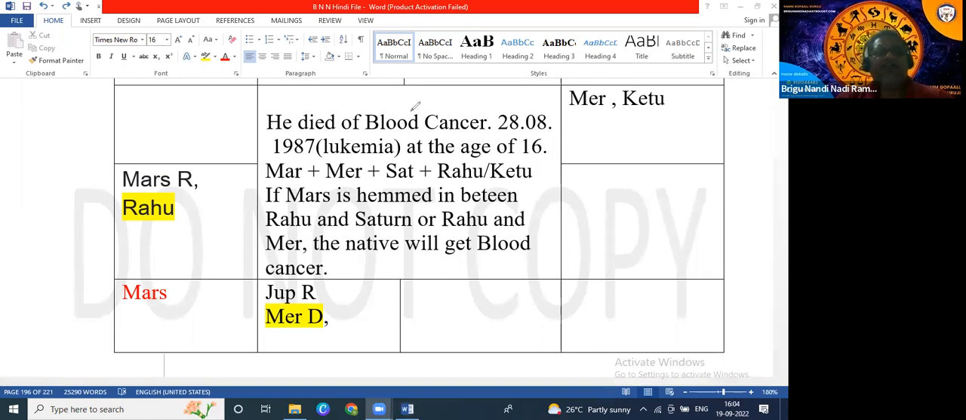In this horoscope, this is blood cancer actually, and Mars is retrograde. Mars is hammered in between Rahu and Mercury. Here Mercury is aspecting by directional aspect. So Mars is hammered in between Rahu and Mercury, two enemies. That's why the native died of blood cancer, leukemia.